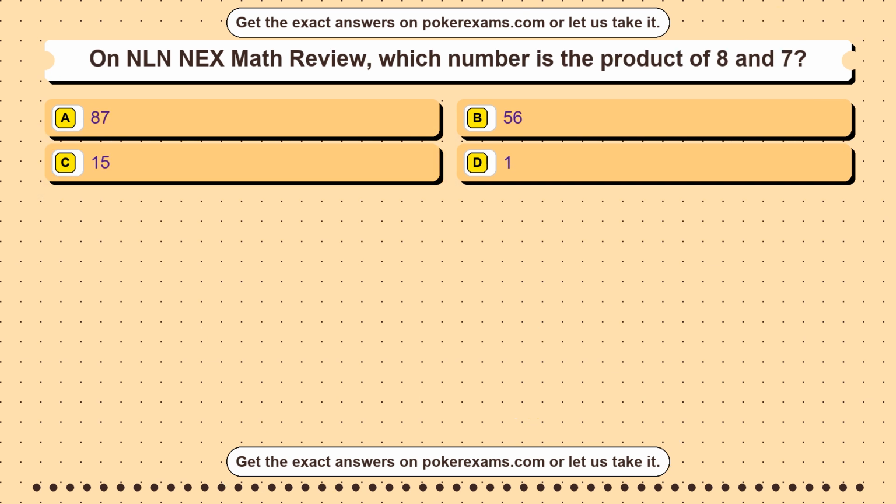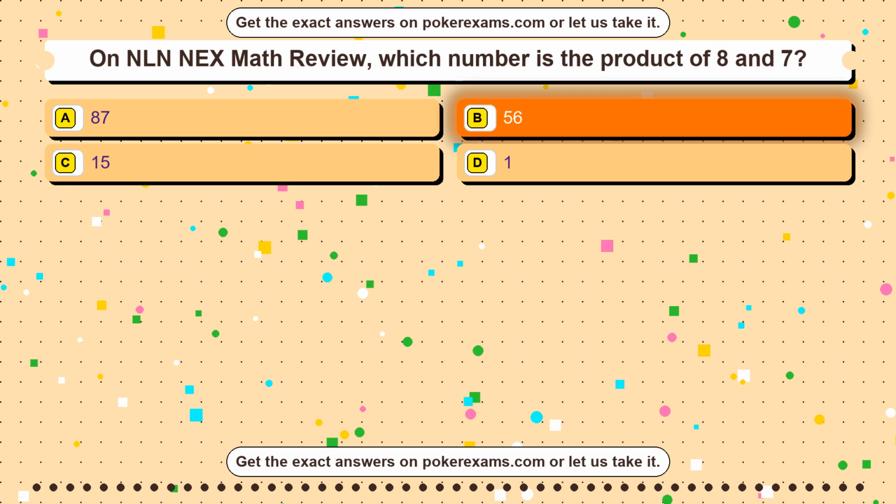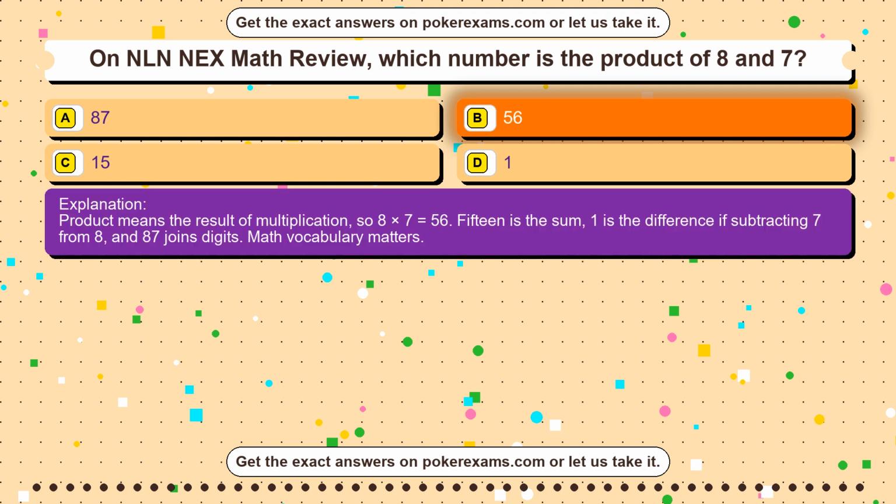Question 44. On NLN NEX Math review, which number is the product of 8 and 7? Option A 87. Option B 56. Option C 15. Option D 1. The correct answer is option B. 56. Product means the result of multiplication, so 8 times 7 equals 56.